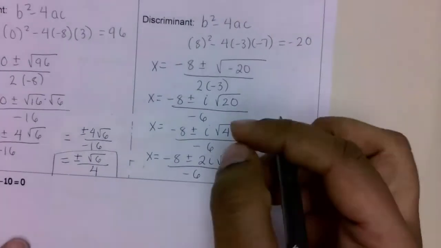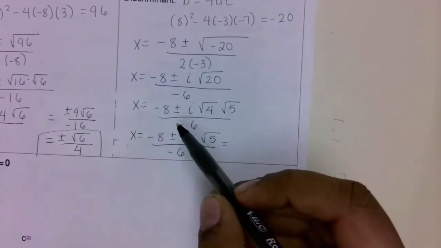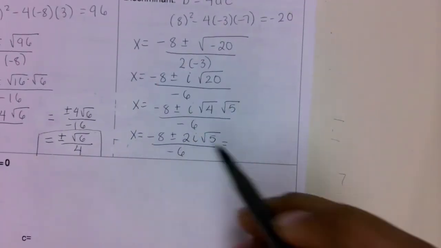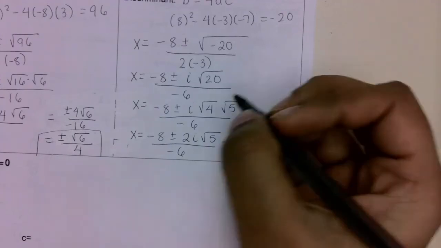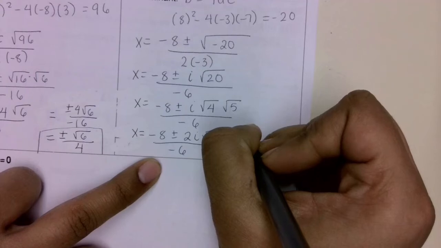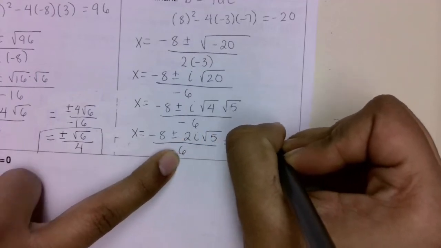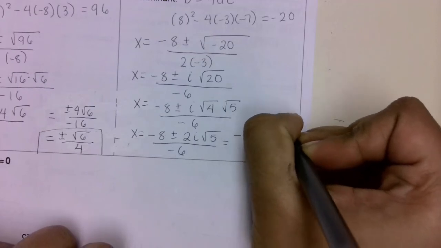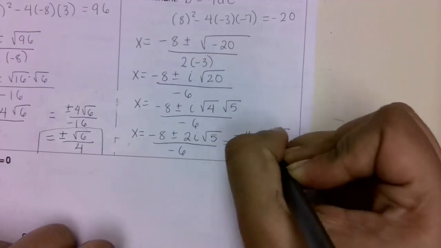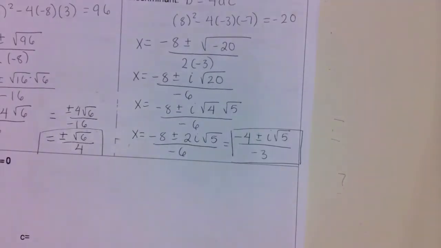And then you're going to ask yourself, okay, can I simplify this any further? So look at all the coefficients, 8, 2, and 6. Can they be simplified? Yes, 2 would go into all of those. So negative 8 divided by 2 would give you negative 4, plus or minus 2 divided by 2, which is just 1, i square root of 5 divided by negative 3. And that's your final answer.